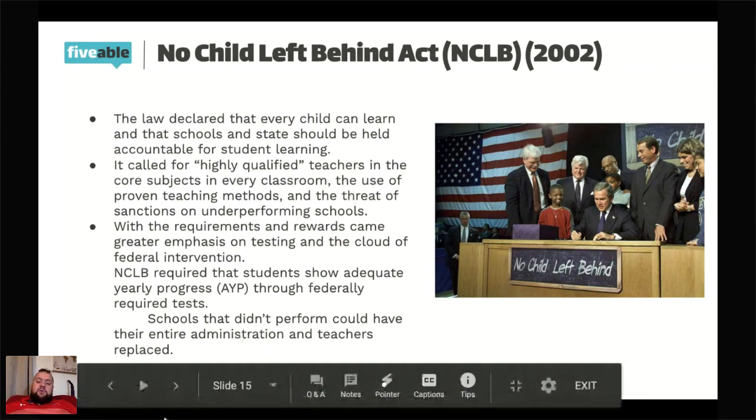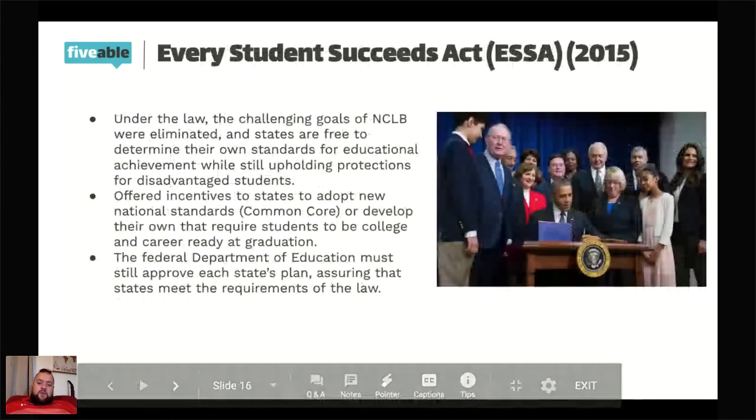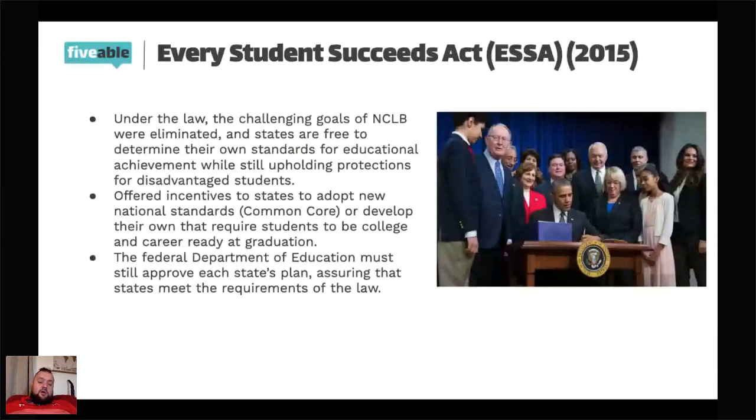And then in 2015, President Obama again reauthorizes the act, and this time it's renamed the Every Student Succeeds Act. Under this law, the challenging goals of NCLB were eliminated. Not testing altogether, but some of the specific goals, like that every child in the United States would be able to read by a certain grade, were eliminated. States are free to determine their own standards for educational achievement while still upholding protections for disadvantaged students. It also offered incentives to states to adopt new national standards, what you know as Common Core, or develop their own that required students to be college and career ready at graduation.